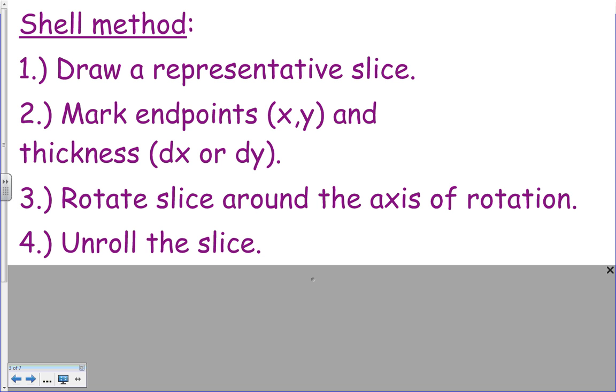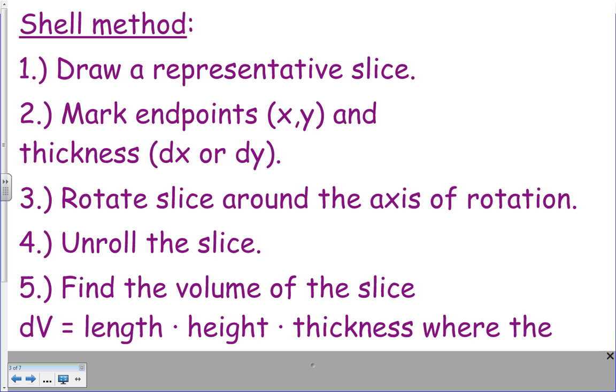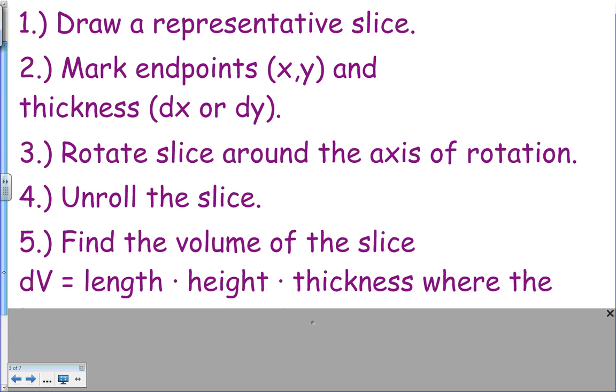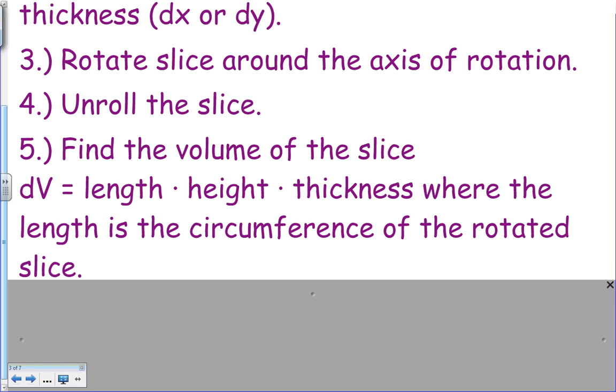Now to find the volume of that shell, again, it's a cylinder, but it's just the outside of that cylinder. Really what we've got to do is find the surface area of this thing, but it is three-dimensional. So the way we do that is by unrolling the slice. We're going to take that rotated slice, and then we're going to unroll it. Take that piece of paper that we rotated around and unroll it. And then you're going to find the volume of your unrolled slice there, by finding the volume of dV, which is the length times the height times the thickness.